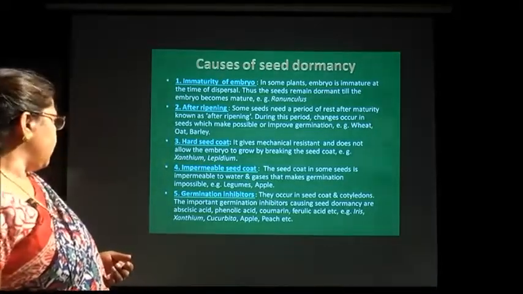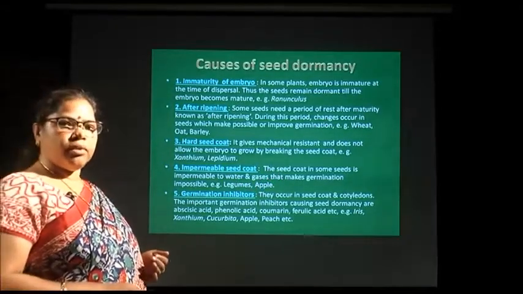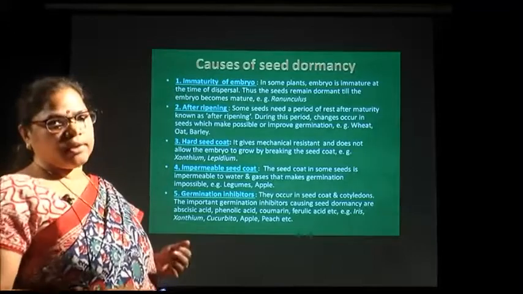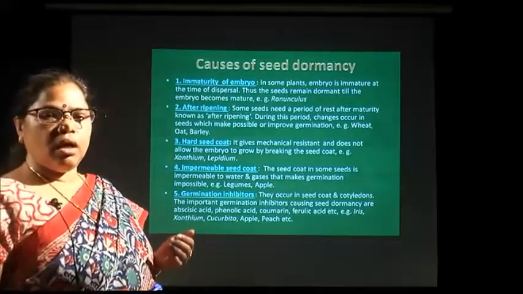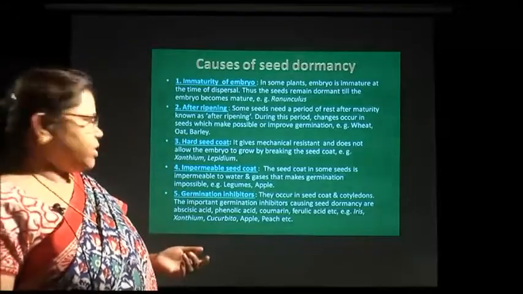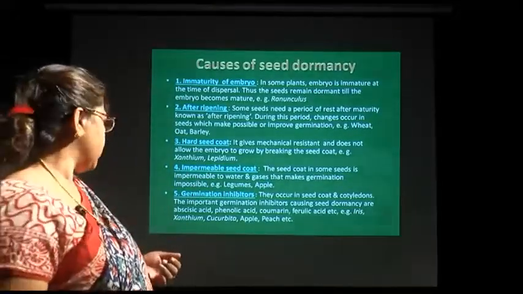Another cause is the impermeable seed coat. Sometimes the seed coat is impermeable to water and also to gases like oxygen, and this makes germination impossible. That is why dormancy occurs. For example, in case of legumes and also in apples.